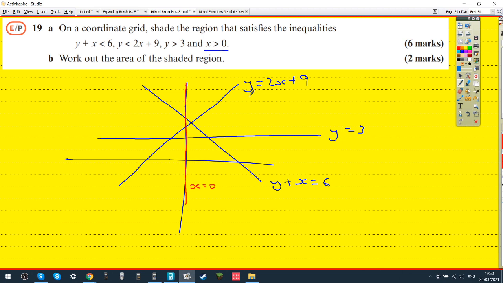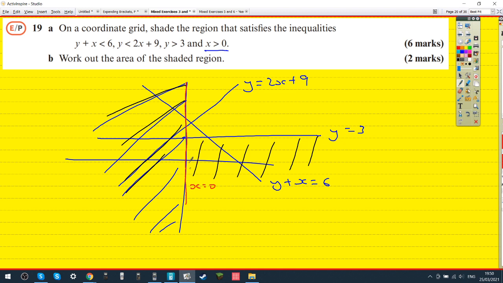So is that like the whole left side of the screen? Yeah. So we delete all that. How about y is greater than 3? So anything below y is greater than 3 gets deleted. Well done. So all that gets deleted. Alright. y plus x is less than 6. And this is y plus x is equal to 6.